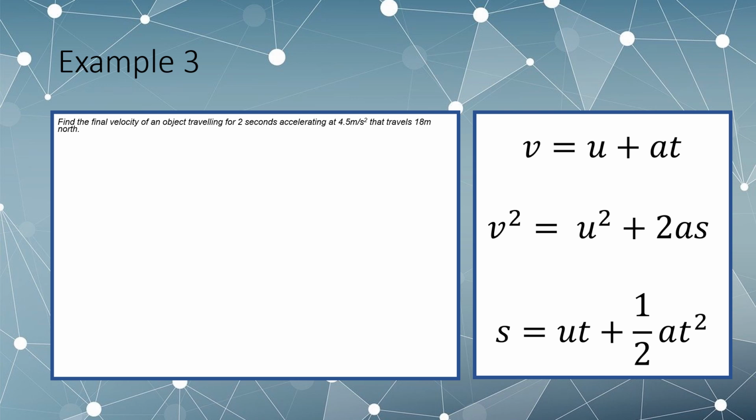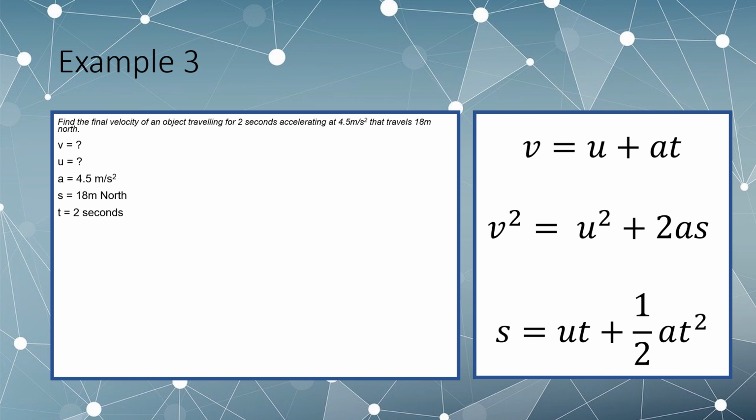So we know that our final velocity is what we're looking for. So that's going to be unknowns. We're going to equal question mark or x, or like I said, any variable. We also don't know our initial velocity. So we'll put that down for now as something we don't know. Acceleration equals 4.5 meters per second squared from the question. Our displacement is 18 meters north from the question. And we know it travels for 2 seconds.